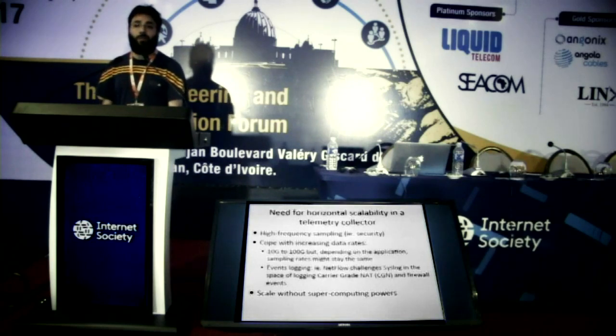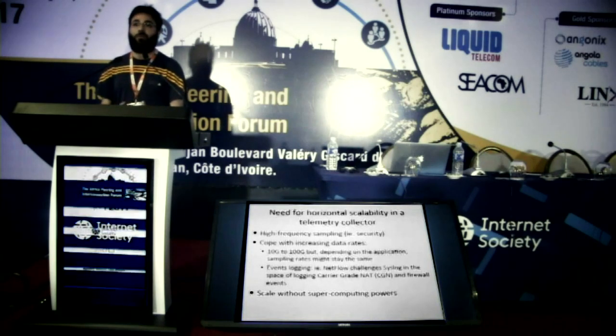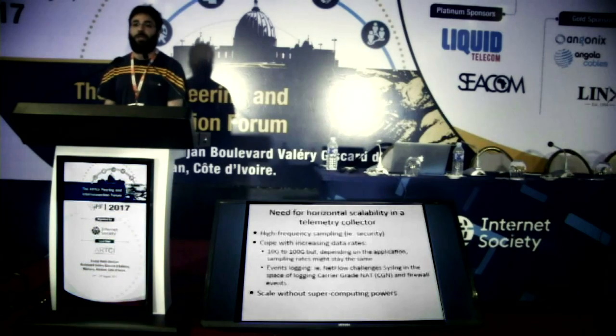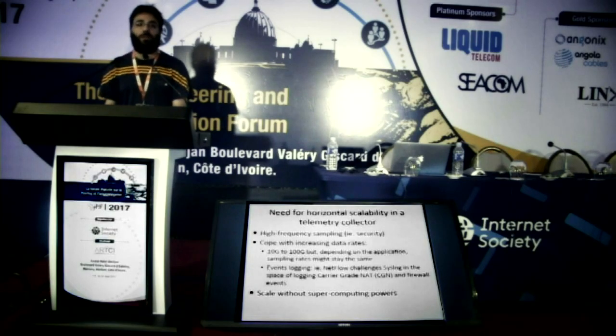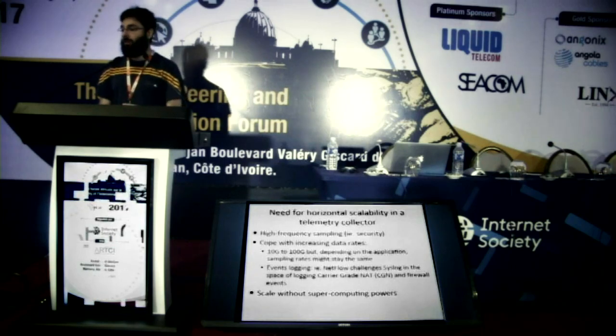Also, let's remember that the interfaces are going from 10 gig to 100 gigs, but at least myself, I'm not seeing people resizing their sampling rate from 1 in 10,000 to 1 in 100,000, or things like that. So I see the sampling rates remaining the same, even if the circuits are capable of carrying 10 times more traffic, and that will lead again to high frequency sampling.